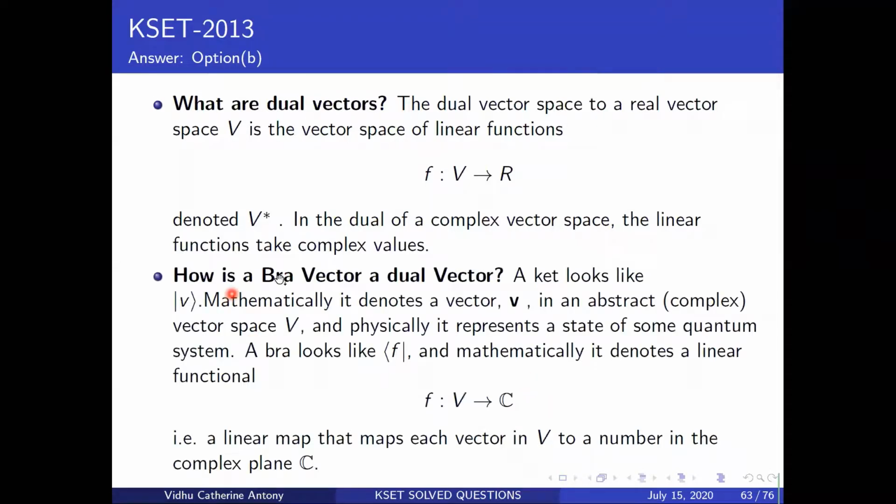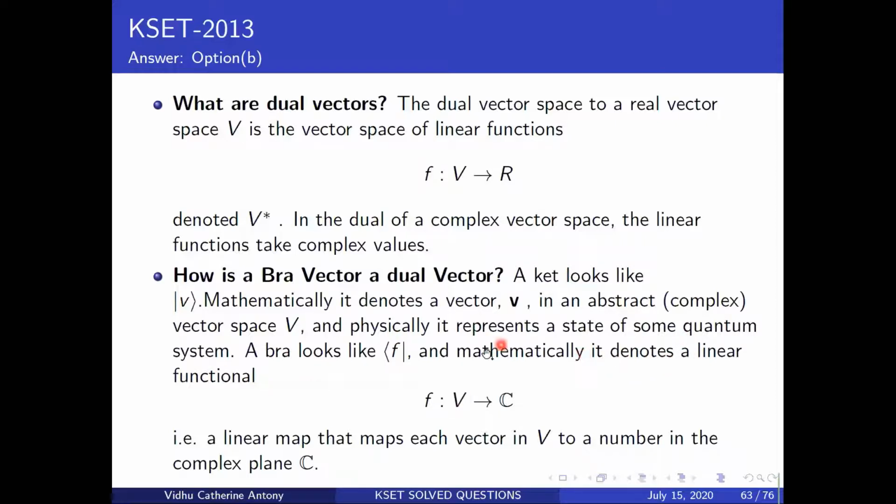So now, how is a bra vector a dual vector? You know this is how your ket looks, and this is how I'm going to denote my vector V. In this vector space, it's complex. Here V wasn't complex in the previous example, V was real. Now here, V is complex, and it represents the state of some quantum system. Now a bra, this is how your bra looks, and it denotes a linear function.